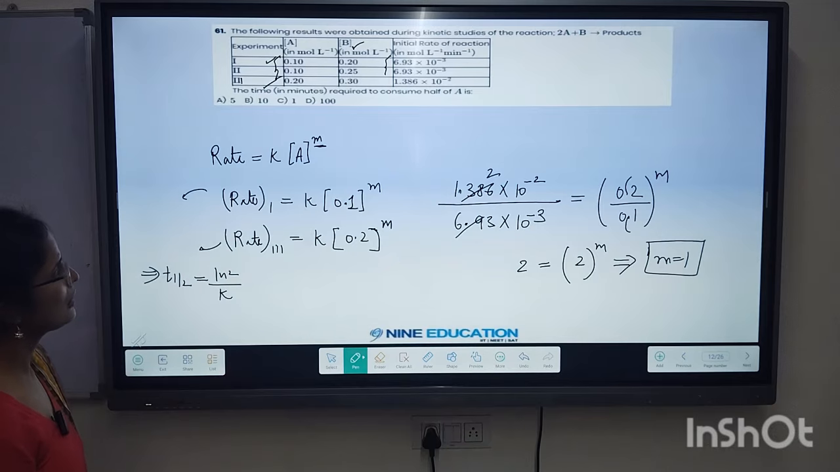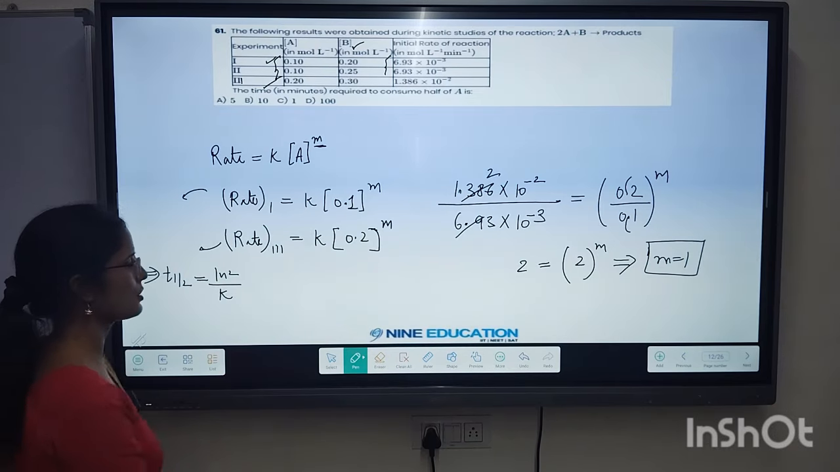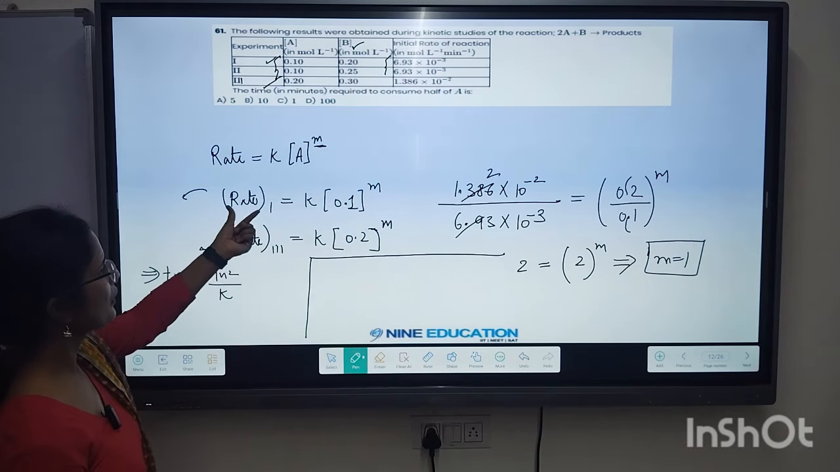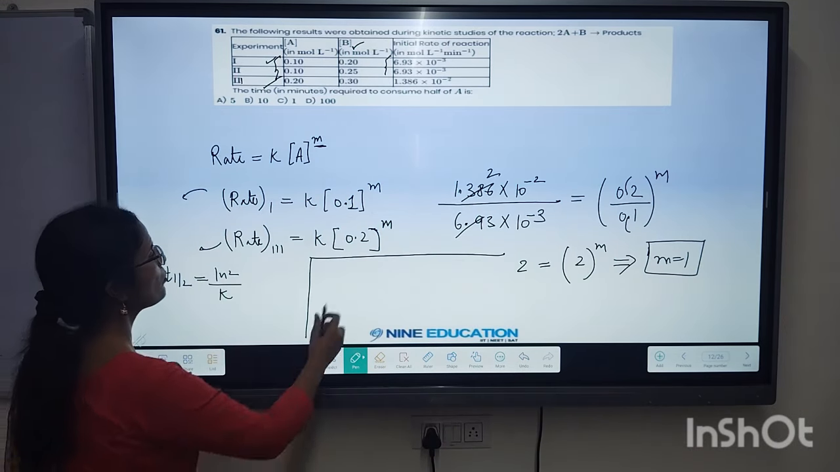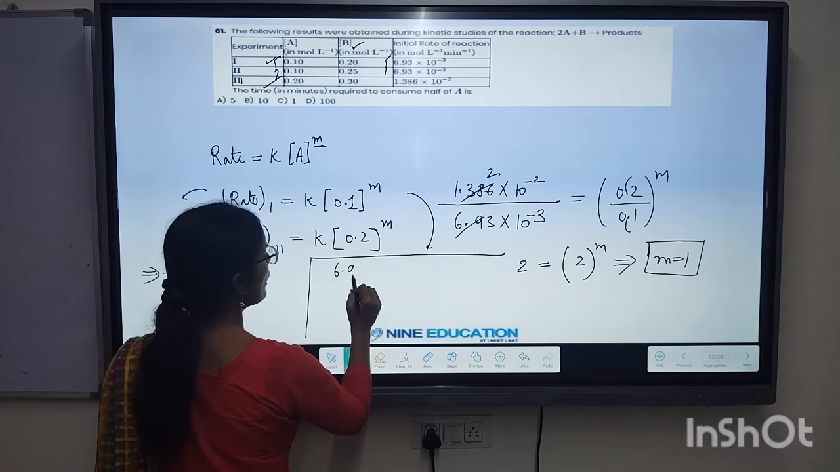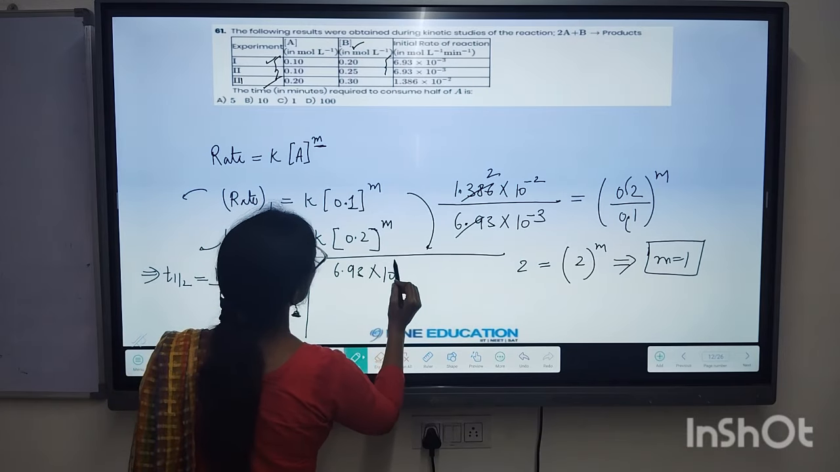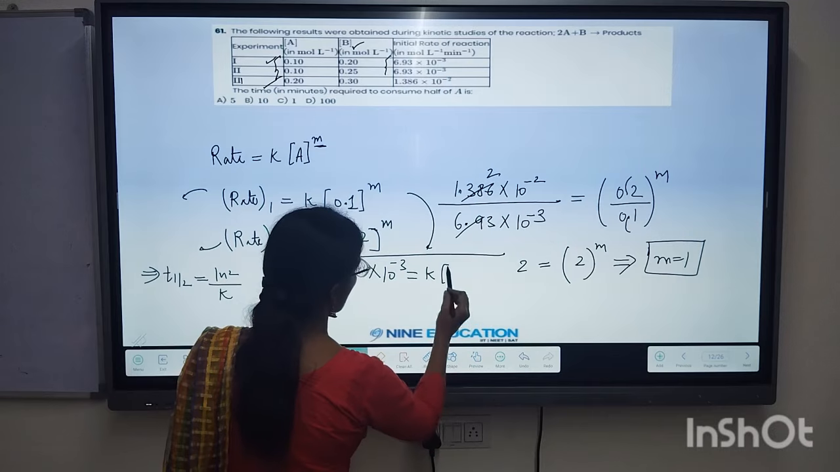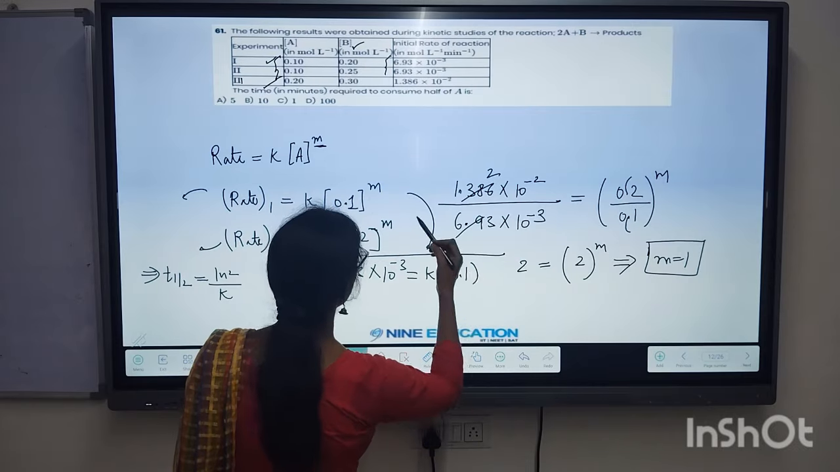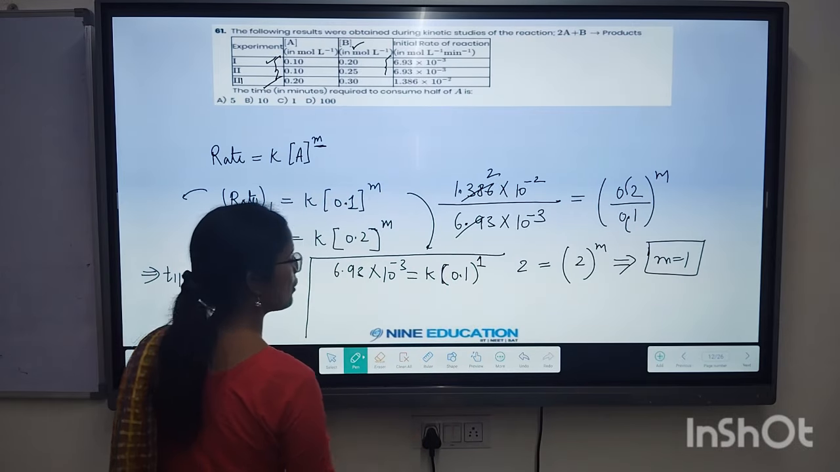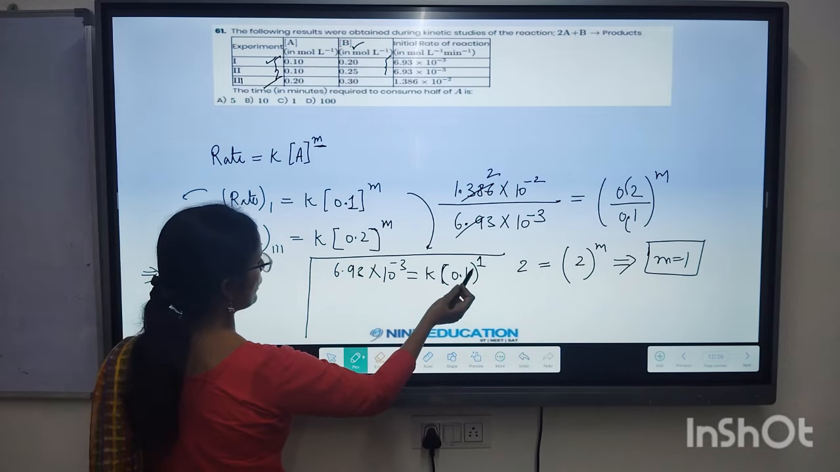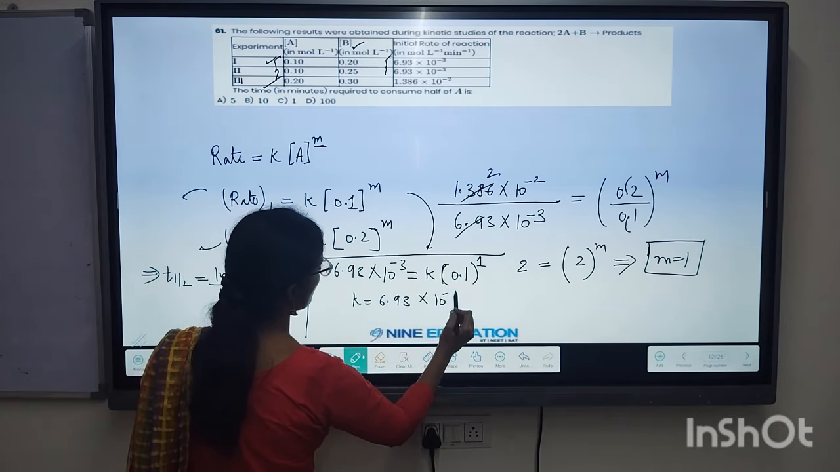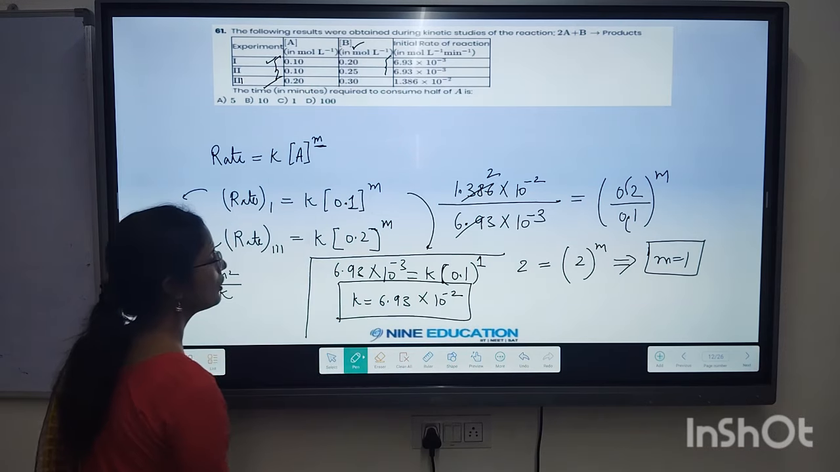So the next thing is we need to find the rate constant, and finding the rate constant is also easy. You can take help of any one experiment. Let us say I am taking the first experiment. The rate is 6.93 into 10 to the power minus 3. K is the rate constant which we are looking for, and we have 0.1 raised to power 1, because 1 is the order of reaction. So it is 10 to the power minus 1. So K will simply come to 6.93 into 10 raised to power minus 2. So this is your K value.